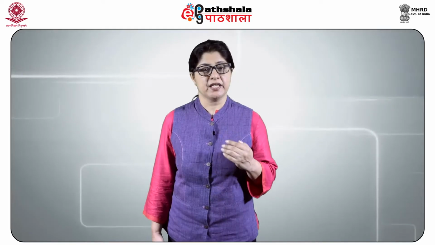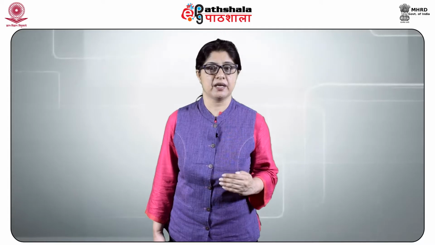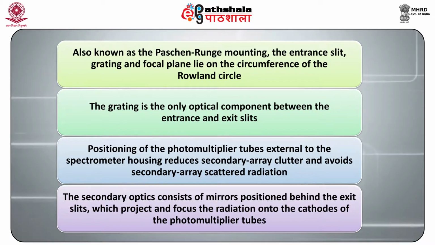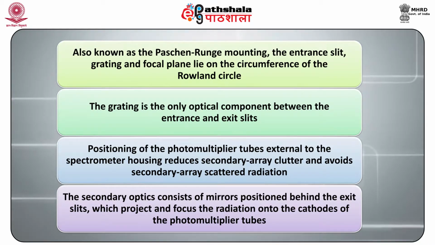Concave grating instruments. The spectrometer is used for non-scanning multi-element analysis. It has a concave holographic grating mounted in a Rowland circle configuration. In this configuration, also known as Paschen-Runge mounting, the entrance slit, grating and focal plane lie on the circumference of the Rowland circle. The grating is the only optical component between the entrance and the exit slits. Positioning of the photomultiplier tubes external to the spectrometer housing reduces secondary array clutter and avoids secondary array scattered radiation. The secondary optics consist of mirrors positioned behind the exit slits, which project and focus the radiation onto the cathodes of the photomultiplier tubes. For most determinations, only one array of slits is used.